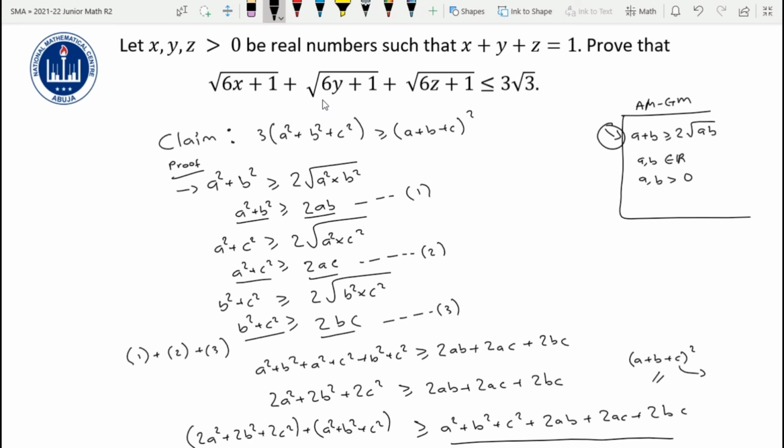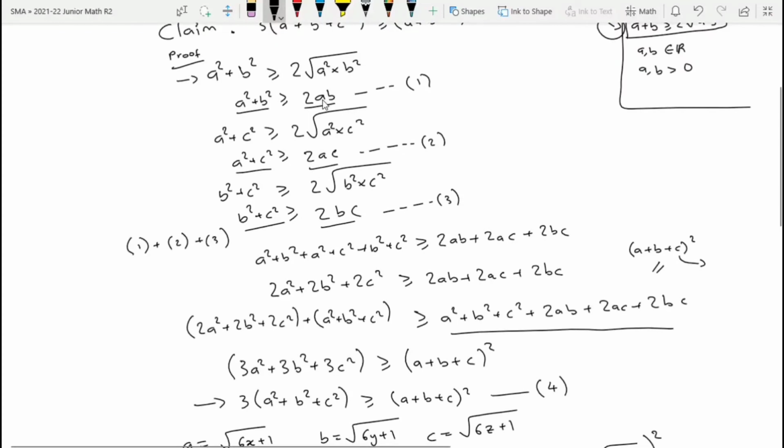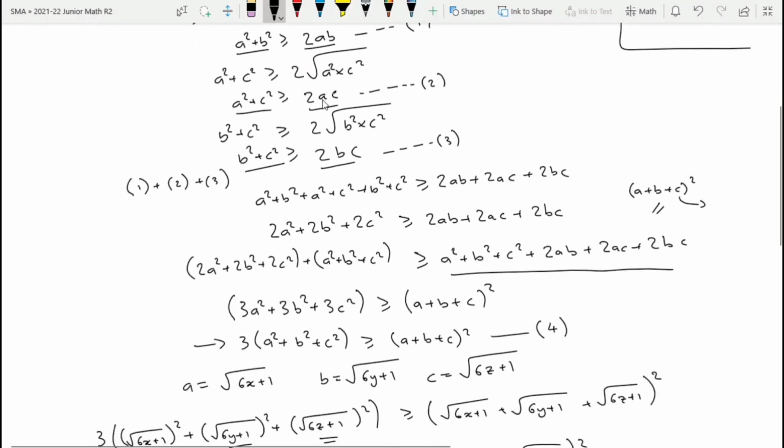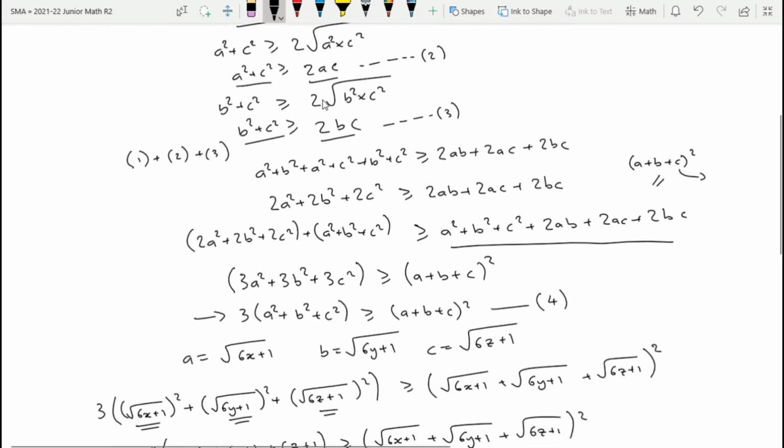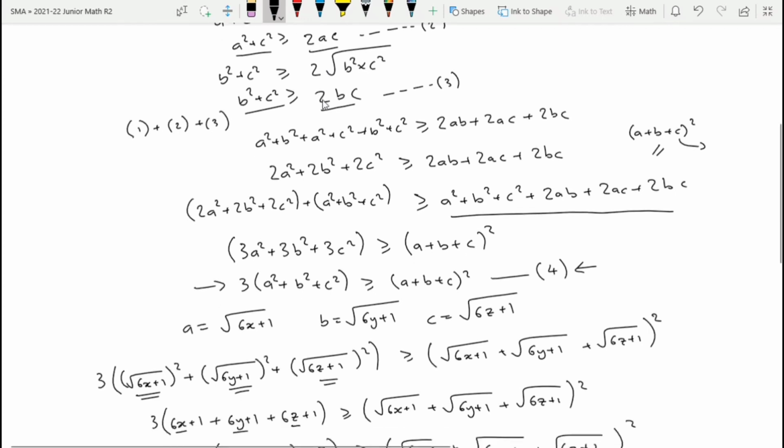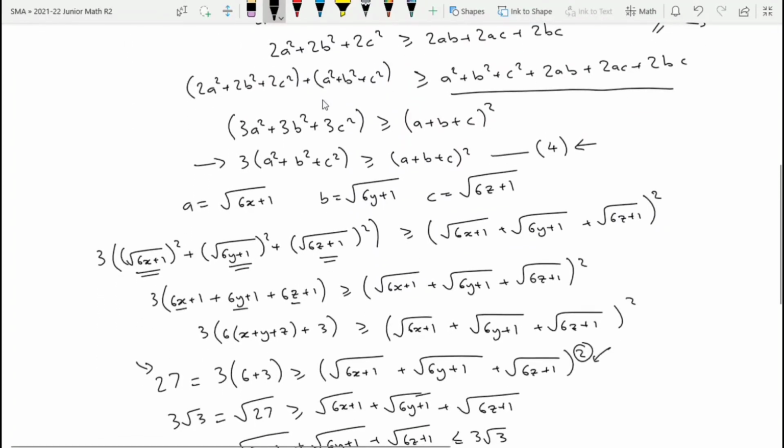This is the AM-GM inequality, that whenever a and b are real numbers greater than 0, we have this inequality to be true. And then when we prove this claim, we made use of the AM-GM. This was the point where we were done with the claim, that's this inequality 4 here. So at this point, we used the AM-GM inequality to show that the claim that we made earlier is true.